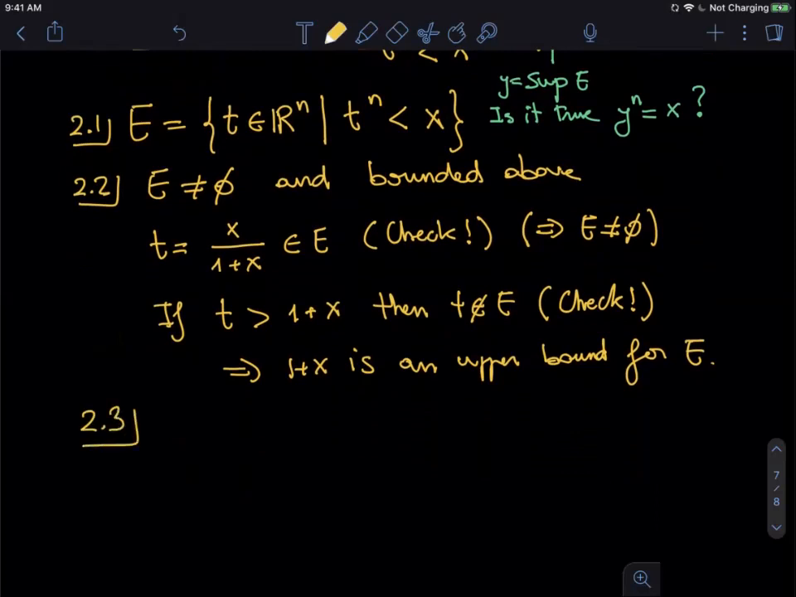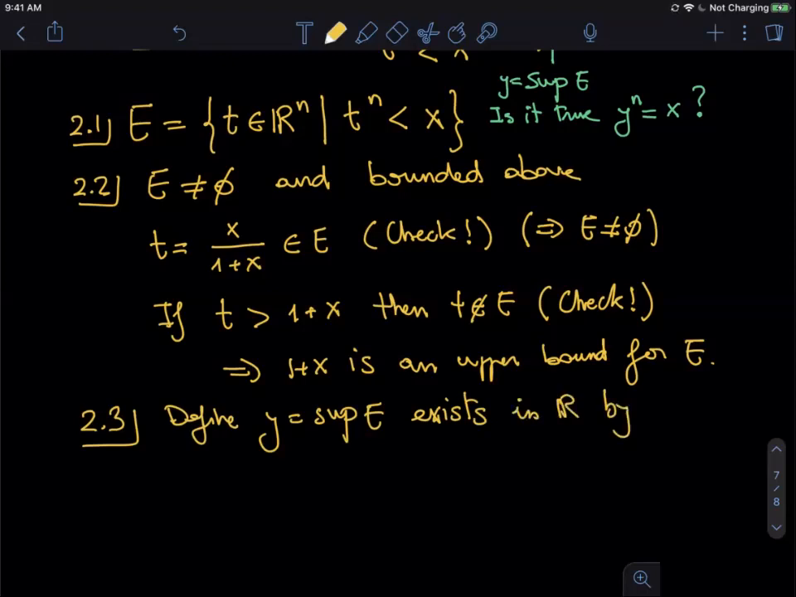So now 2.3, once we have this, we can define y equals the supremum of E. Okay, now this is good. And we know that this exists in R by the least upper bound property. Okay, the least upper bound property, well, let me write the whole thing. In R, okay.